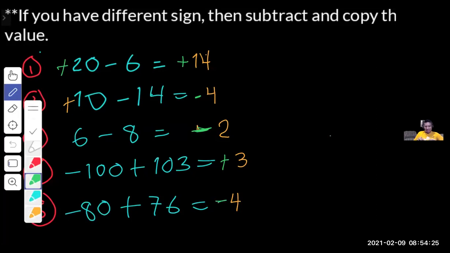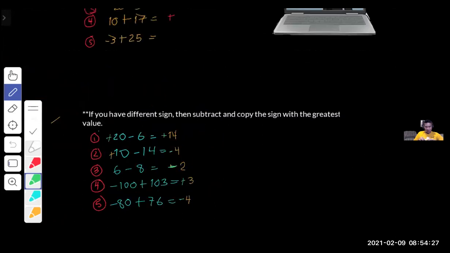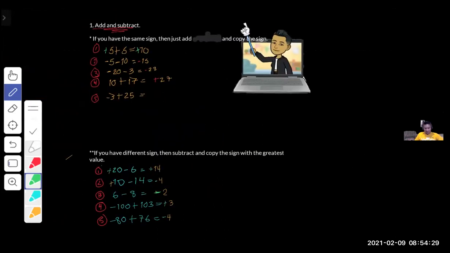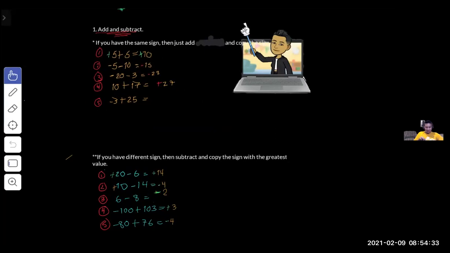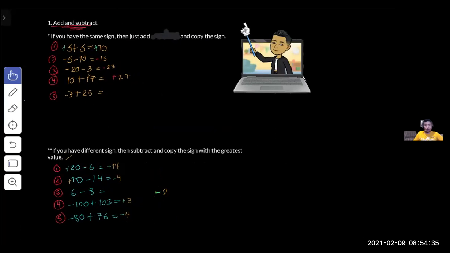And basically, guys, this is what I wanted to share with you today. We already know how to add or subtract numbers with the same sign and with different signs, and that's it. If you have any question, this is the right moment to let me know.